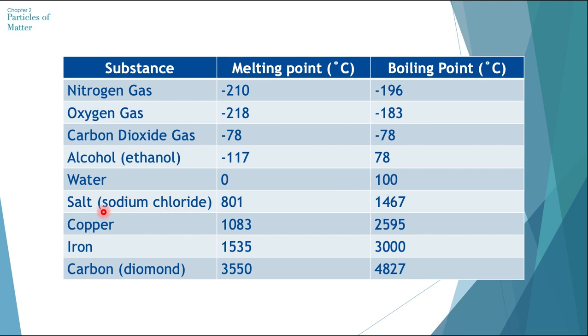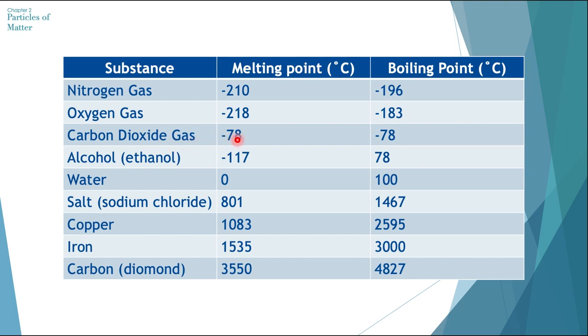Now, if the water is not pure, if it's mixed with something else, for example salt, then the boiling point would rise and the melting point would fall. Pure water has a boiling point of 100 degrees centigrade. Nitrogen gas has a melting point of minus 210 degrees centigrade and a boiling point of minus 196 degrees centigrade. Oxygen gas has a melting point of minus 218 degrees centigrade and a boiling point of minus 183 degrees centigrade.